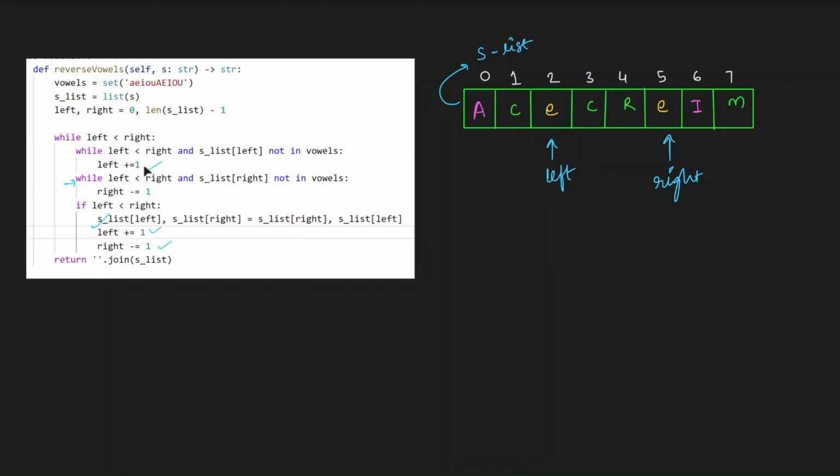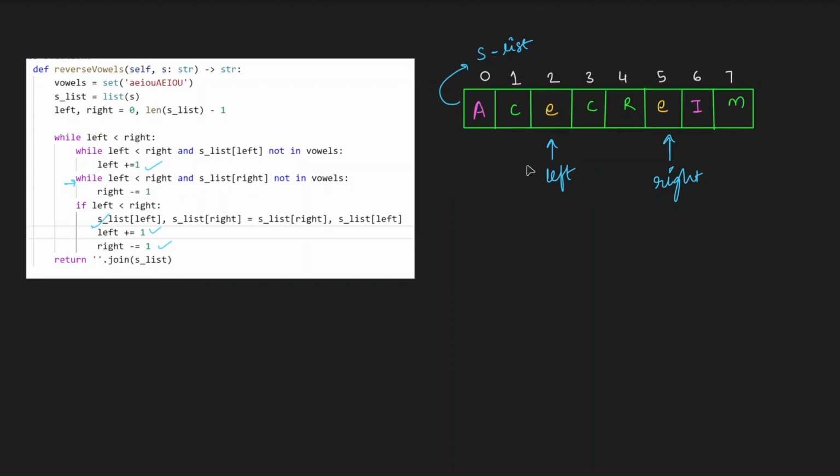Now again we check whether left is less than right. Yes, that is true. Is S list of left, which means this character E, is not in vowels? No, it is in vowels. So we don't have to increase our left, which means we have found that character at left position, which is a vowel. Now again we move to this while loop.